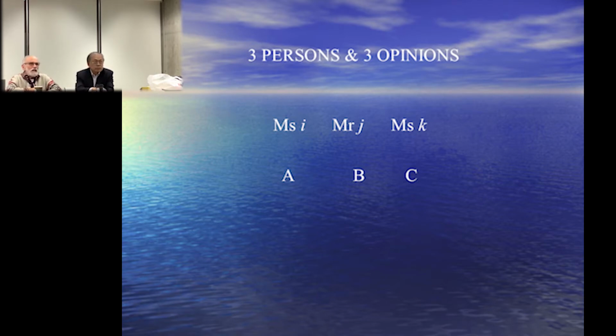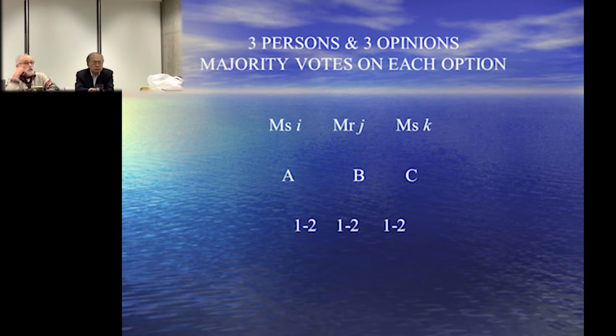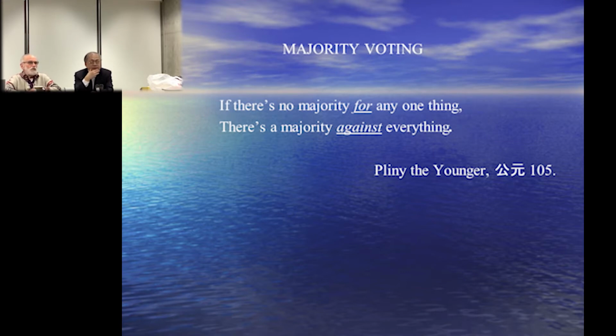So I'm going to look at pluralism, yes, multi-option voting. The minimum plural society would be 3 persons with 3 different opinions. So let's take Miss I, Miss J, and Miss K, and let's assume that Miss I wants A, Miss J wants B, and Miss K wants C. If we take a majority vote on A, it loses by 1 to 2, and the same on B, and the same on C. So if there's no majority for any one thing, there's a majority against everything, which is Brexit.